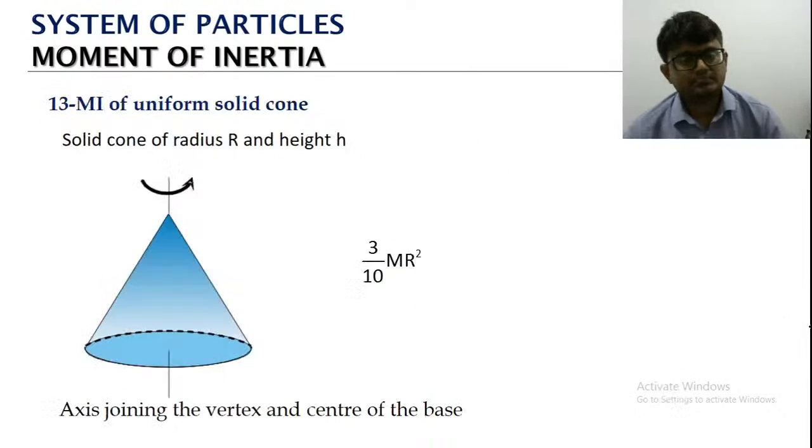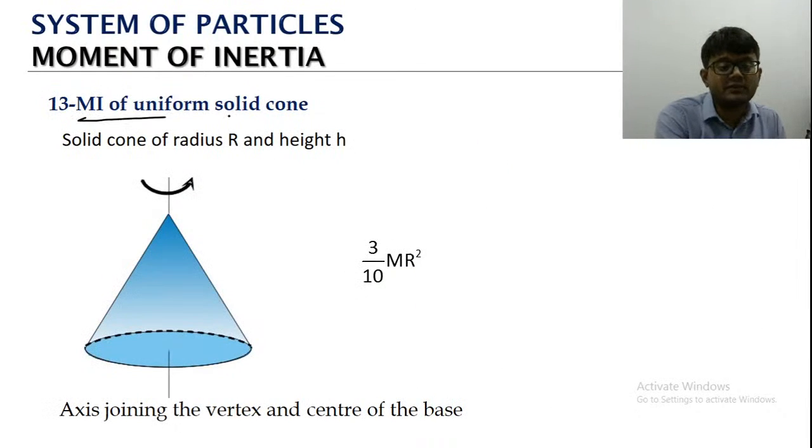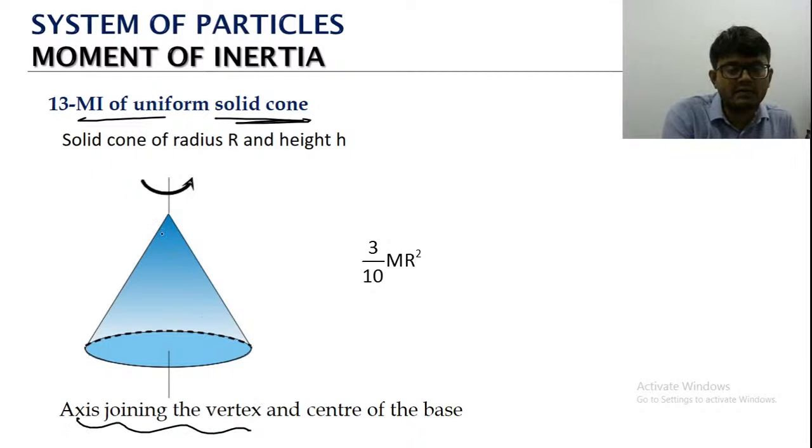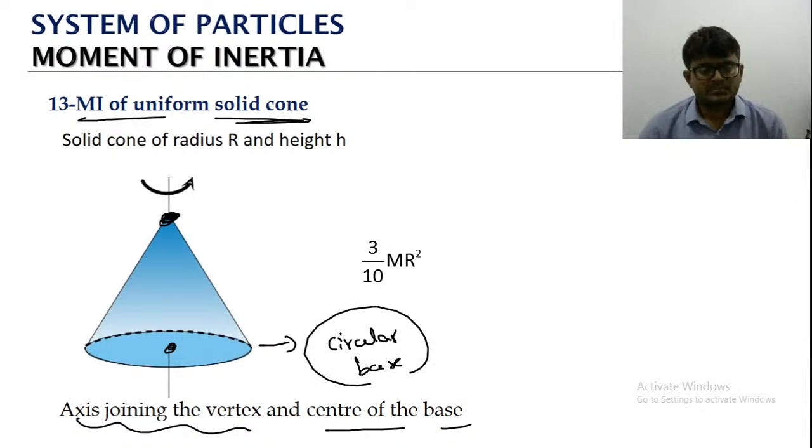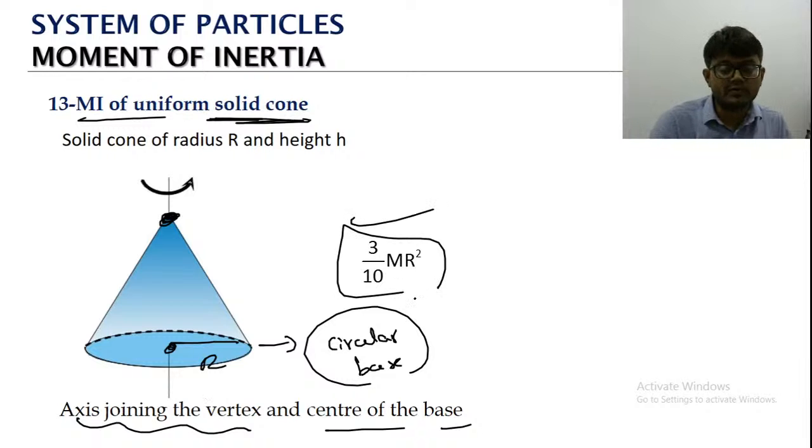Next we have the moment of inertia of a uniform solid cone about the axis joining the vertex of the cone with the center of the base. The base will be a circular base. We can also call it a right circular cone, a solid cone with a base radius R. What is the moment of inertia? 3 by 10 MR square. The value is 3 by 10 MR square.